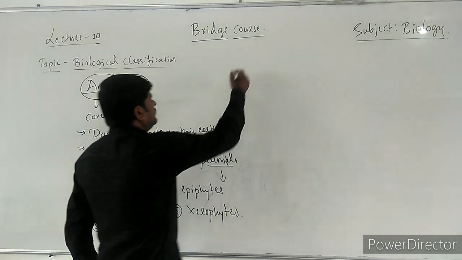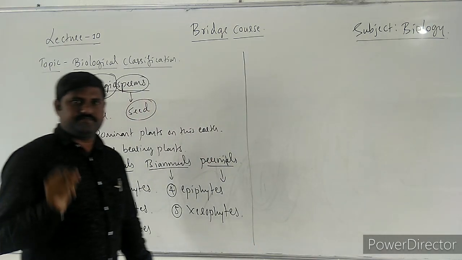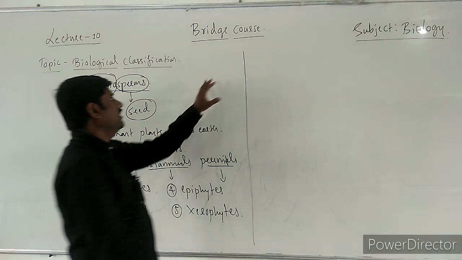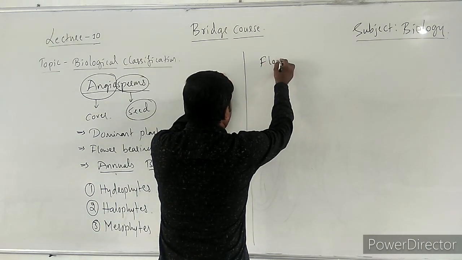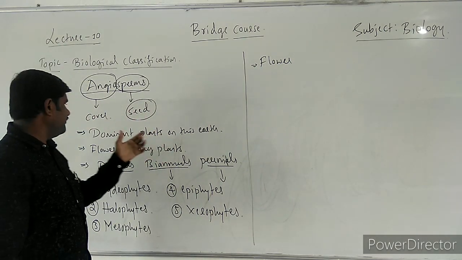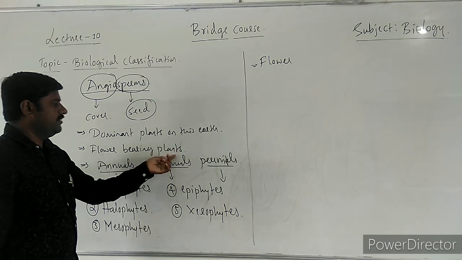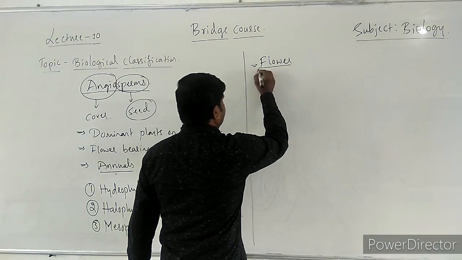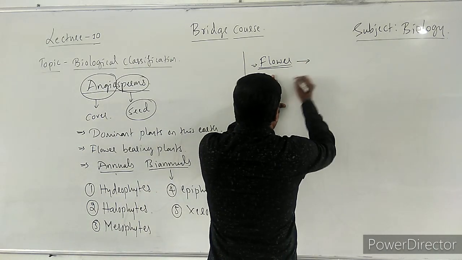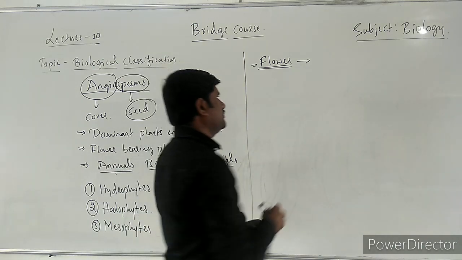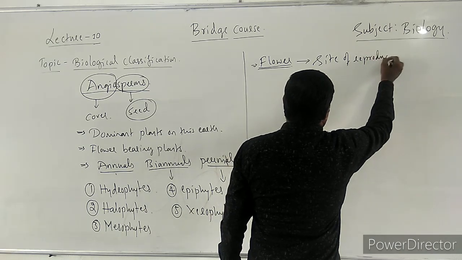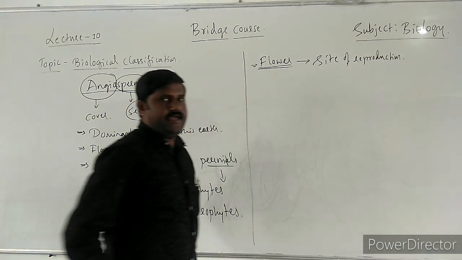Angiosperms. The main important feature of these plants is reproduction. The special characteristic feature of these plants is the flower. These are all groups of plants which bear flowers. Already mentioned over here, right? Flower bearing plants these are. So the special characteristic feature of these plants is the flower, right? So the flower is the site of reproduction, where the reproduction takes place, right?